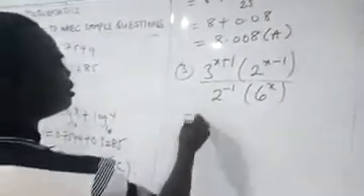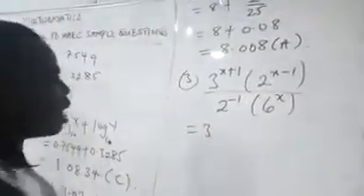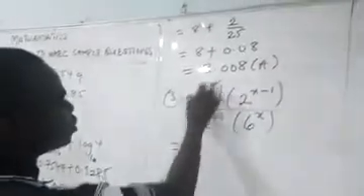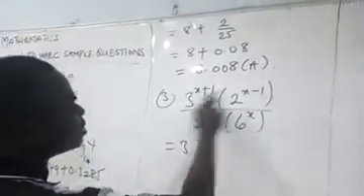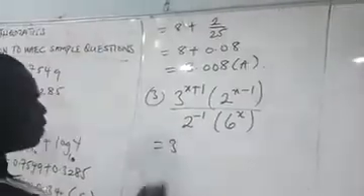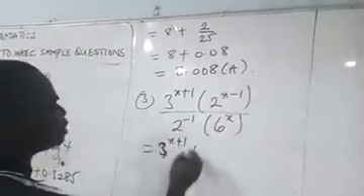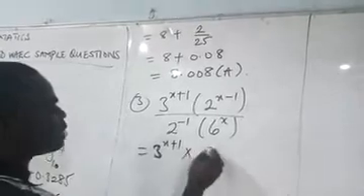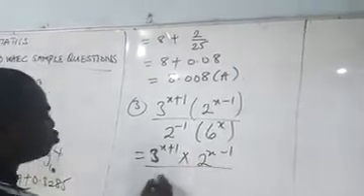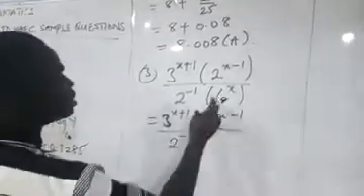Now this is exponential functions. That is, they are functions that are carrying powers. We call them exponential functions. So this is 3 raised to the power x plus 1 times 2 raised to the power x minus 1 over 2 raised to the power minus 1 times 6 raised to the power x.